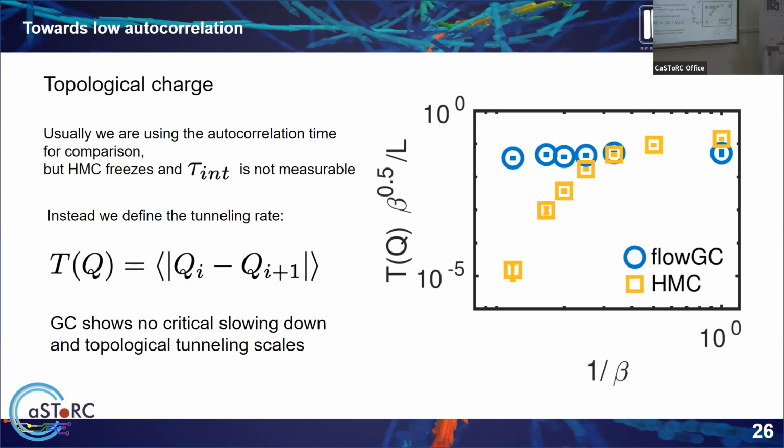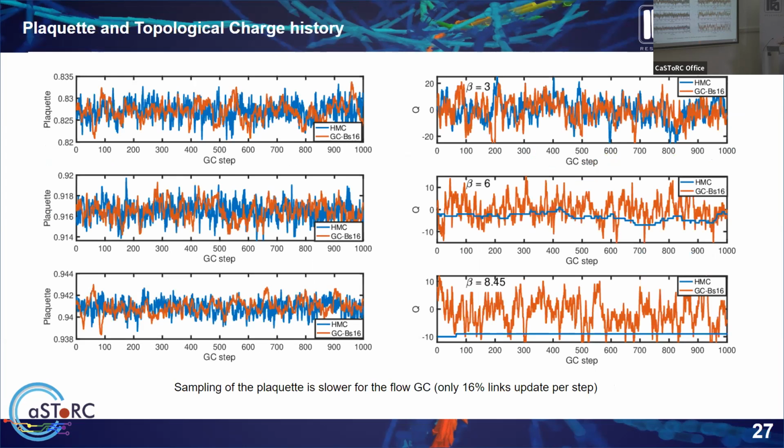Okay, so let's take a look at this history. Here on the right side, you see the topological charge for coarse lattice spacing, beta equal to 3, towards fine lattice spacing, while this blue curve is the HMC. You see that the HMC is freezing out, while this flow DC algorithm is fluctuating quite well.